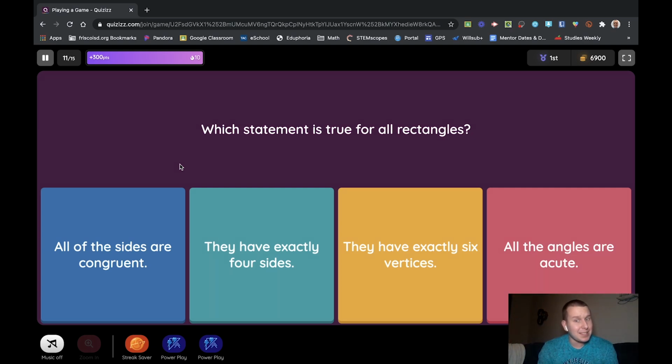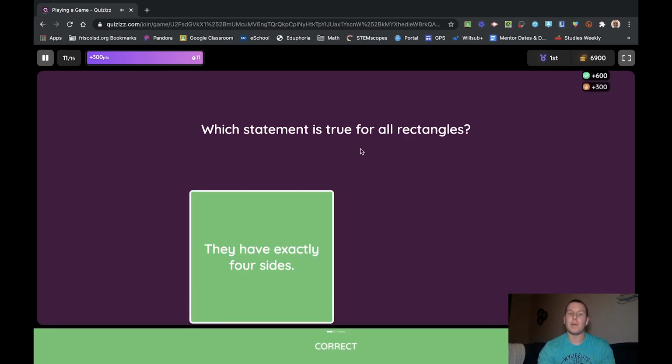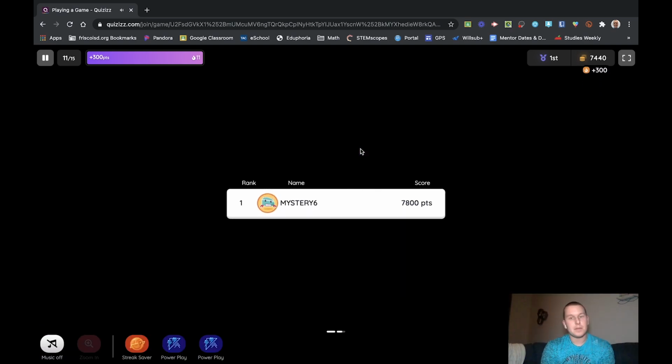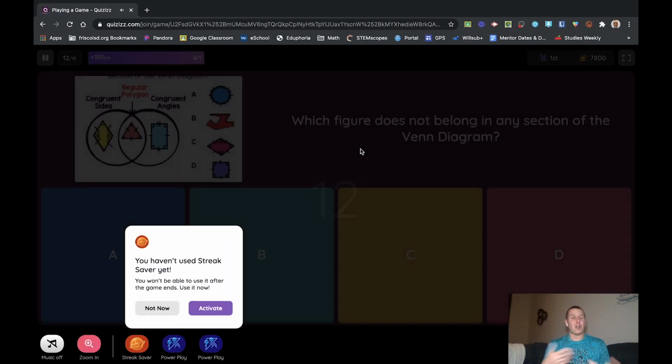They have exactly 6 vertices. Vertices is just a fancy word for corner. So that means it would have 6 sides. Rectangles don't have 6 sides. All the angles are acute. Acute means less than 90. Oh, it's so little, so acute. But we know they have all 90-degree angles. So it looks like the only thing that would apply to all rectangles would be this one. They have exactly 4 sides. So be careful when it has that all or nothing.